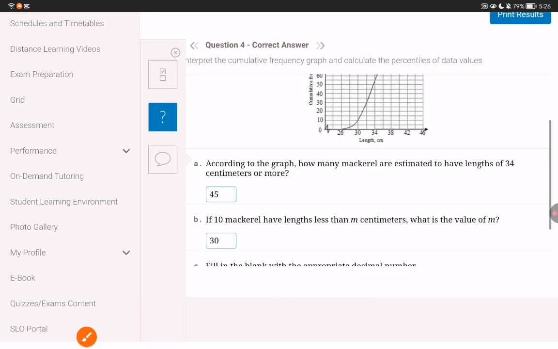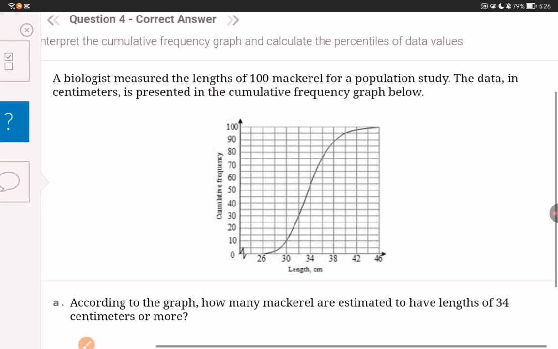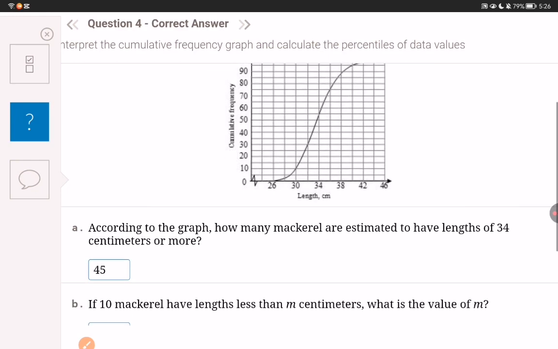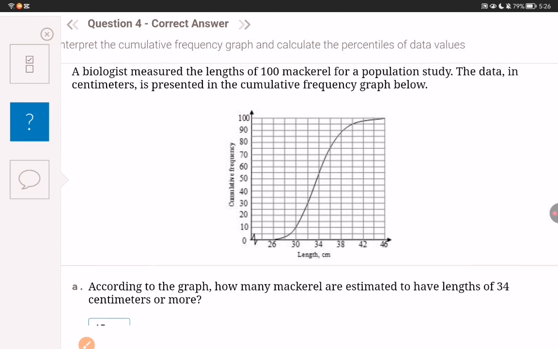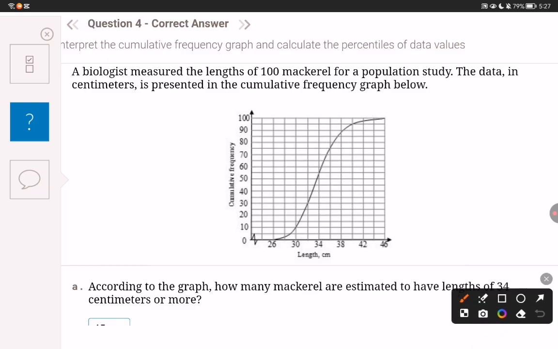Question number 4. So they gave you the cumulative frequency graph in this case, which is way better than drawing it out in my opinion. So according to the graph, how many mackerel, I think that's mackerel, are estimated to have lengths of 34 centimeters or more? So you know there are 100 mackerels and they're placed on the y-axis here, and then their centimeters are placed on the x-axis here. And they want us to find how many are estimated to have 34 centimeters or more in length.